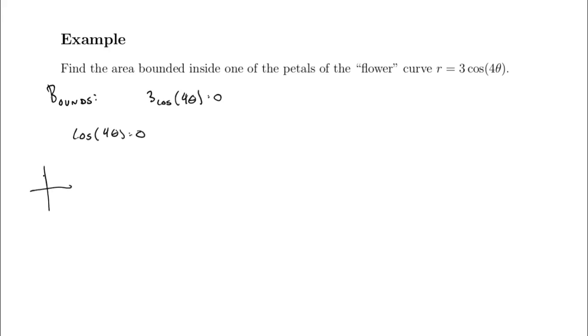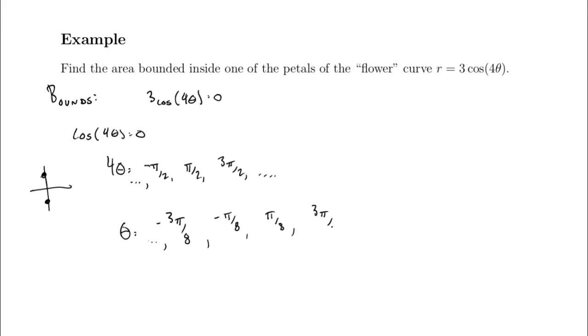And that's when 4 theta is equal to these angles, right? This is negative pi over 2, and I'll throw the dots in here, 3 pi over 2, etc. And so theta is going to be, I'll put the negative 3 pi over 2 in here as well. So this is negative 3 pi over 8. Negative pi over 8, pi over 8, 3 pi over 8. And you can see how we just keep counting up in there.